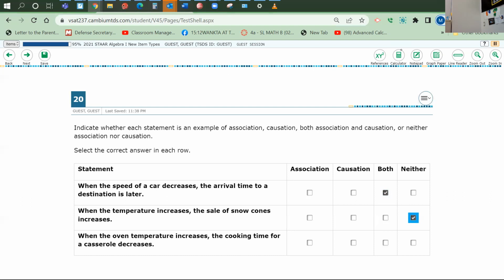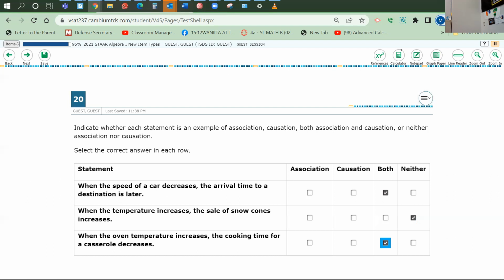Okay, oven temperature now. Yes, if you increase the temperature, the cooking time changes, right? You may burn the casserole, but it's going to cook. So there's a direct link between oven temperature and cooking time. So yes, that's causation. There's a direct link, but remember, if there's causation, there's also association. So that's both. That's a little hard concept to understand. All right, just remember, we probably could talk about this on Monday.